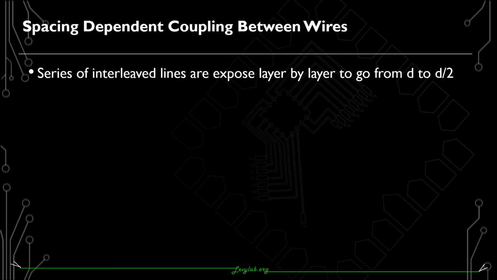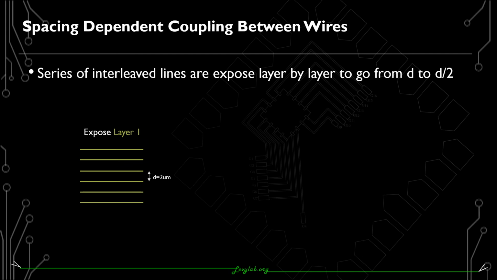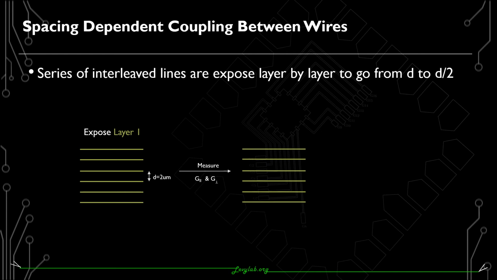We expose a series of interleaved lines layer by layer to change the spacing. For example, we first expose the collection of green lines shown over here with a spacing of 2 micrometers, and then we measure the conductance along the parallel and perpendicular directions. Now to the same device we expose another set of red lines, which makes the overall effective spacing 1 micrometer. Now we measure the conductance again in both directions. We keep going till we get some conductance along the perpendicular direction, which indicates that the wires are coupled now.